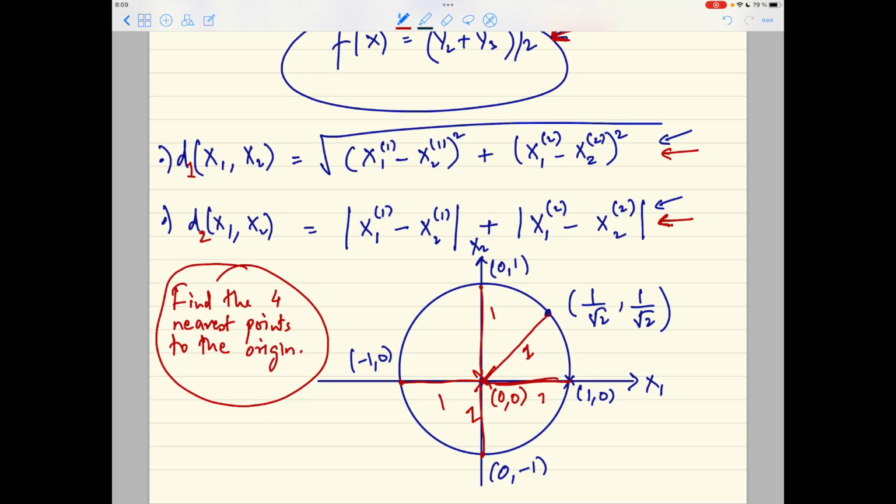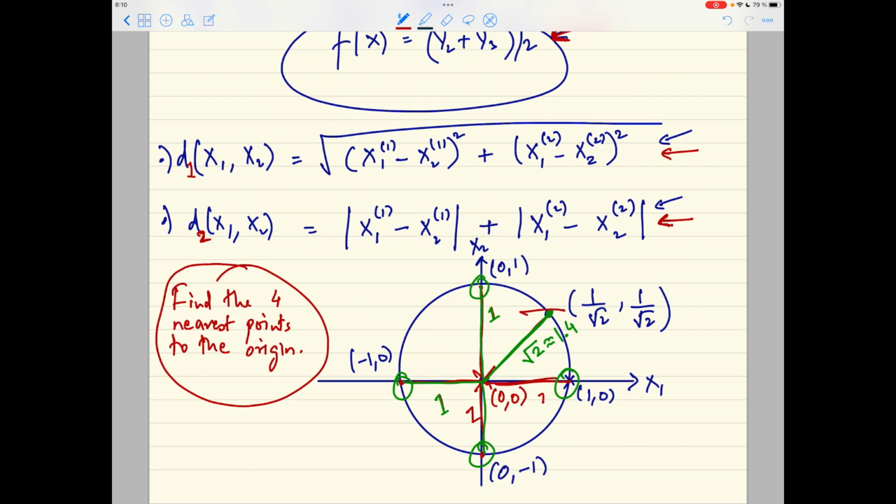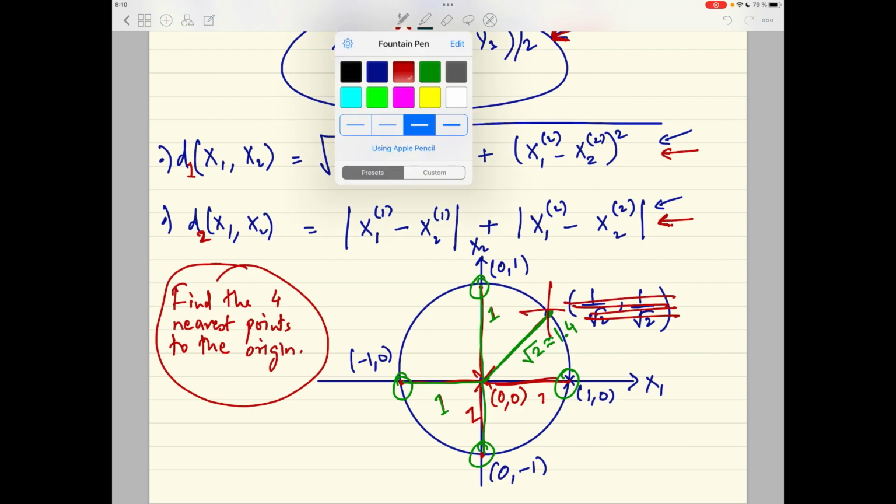But let's look at what happens when d2 is our metric. When we choose d2 as our metric, all these distances to points which are along the axes would remain the same, but the distance to this point would change, and in case of d2, the distance to this point would be square root of 2. And you can see that square root of 2, which is approximately 1.4, is greater than all the other distances. Then only these 4 points are the nearest neighbors, and this last point, which is not along the axis, won't be a valid point. So this won't be considered with the d2 metric.